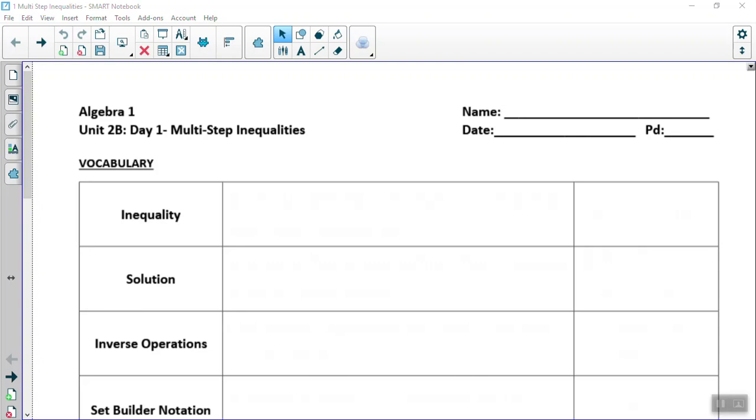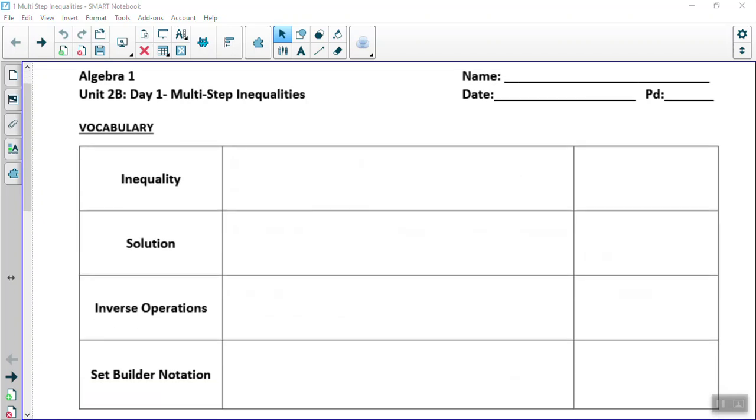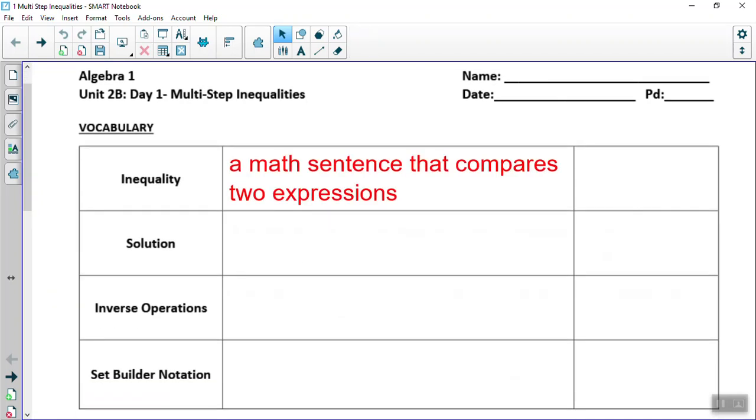Hi everyone, today we will be starting Unit 2B by talking about multi-step inequalities. So let's review some vocabulary. An inequality is a math sentence that compares two expressions. So an example could be x plus 3 is greater than 14.